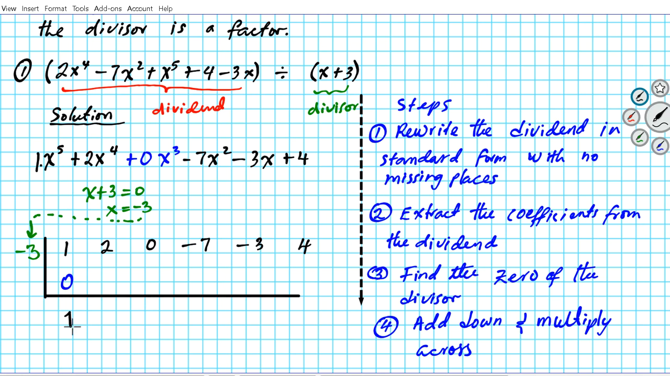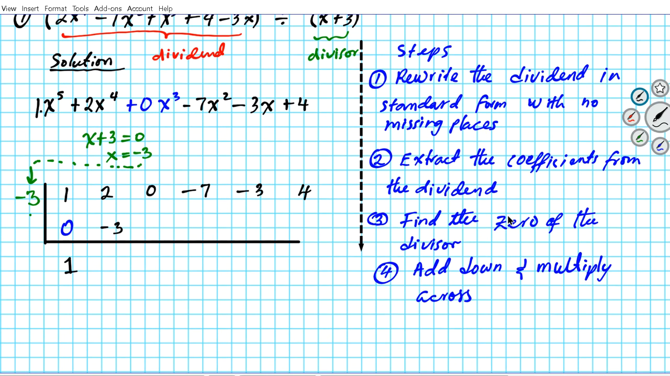And then we're going to multiply across. What on earth does that mean? We are going to multiply the 0 of the divisor by this sum that we have down here. So we're going to multiply those two and insert the result right there. Let's carry that out. -3 times 1 is -3. We're going to basically repeat this step over and over again until we get to the end.